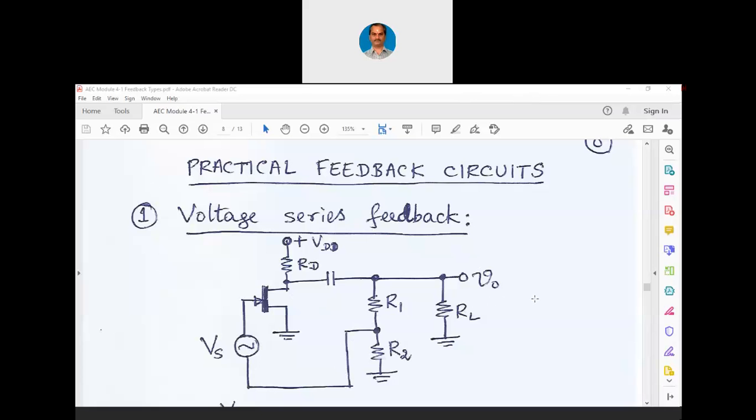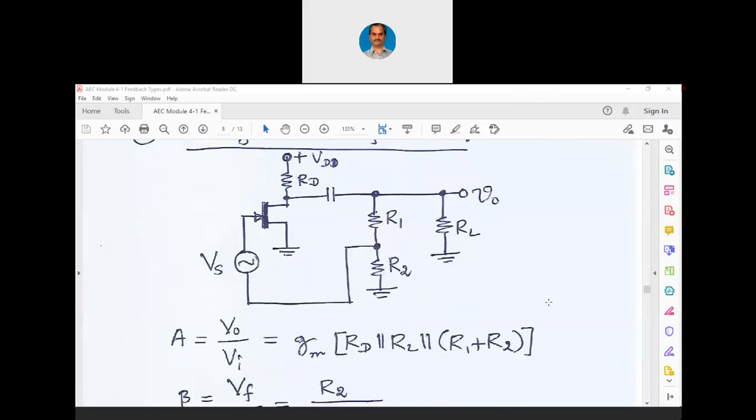So let us see how to analyze this circuit now. We have A equals V0 by Vi. Now we already know that gain is given by Gm into Rd in the earlier cases. Now we have RL in parallel, along with that we have R1 plus R2 also in parallel. Earlier we had derived this expression for the voltage gain without considering the load resistance. Now here we have the load resistance and the voltage divider network which is taken as a feedback network. So we have Rd in parallel with RL in parallel with R1 plus R2, into Gm.